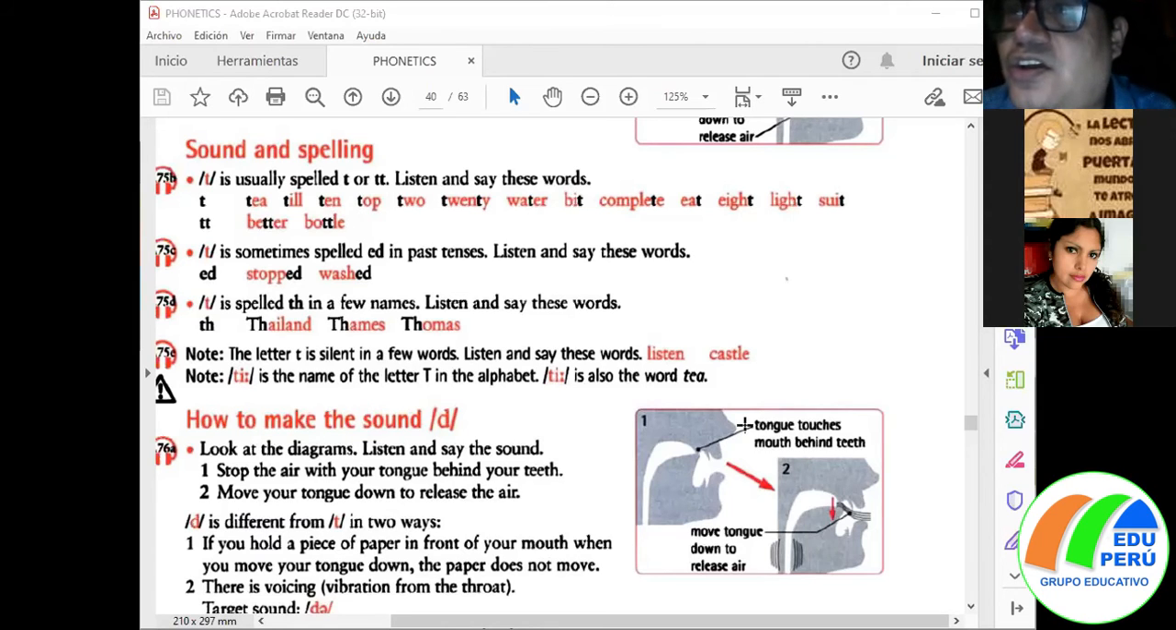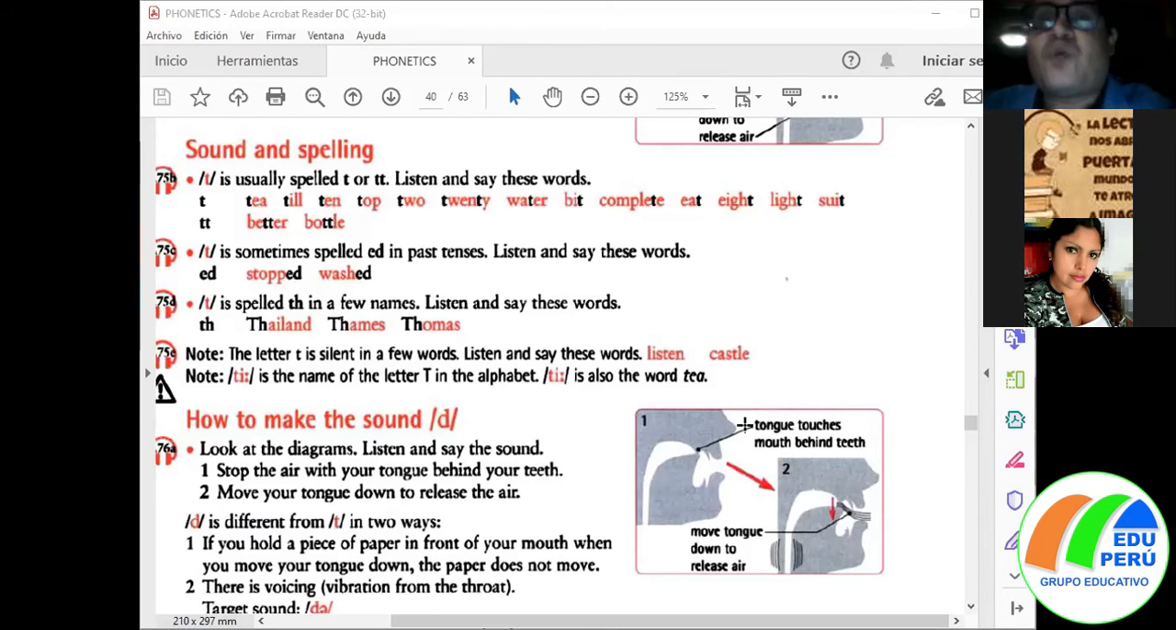Washed, washed. Notice here, this -ed, you write -ed. Don't get confused, don't tell me, oh no, Mr. Gation told me that you need to write with t. No, no, no. You write -ed, but you pronounce t. Washed, stopped.